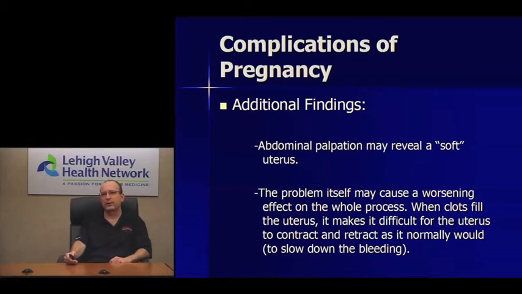So when the clots fill the uterus, it makes it difficult for the uterus to contract and retract as it normally would to slow down the bleeding. So it can be like a vicious cycle when the clots start to fill the uterus, and the uterus can't clamp down the right way.